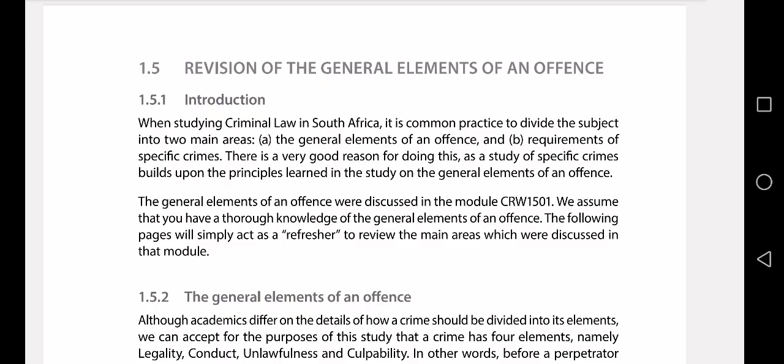The general elements of an offense were discussed in the module CRW 1501. We assume that you have a thorough knowledge of the general elements of an offense. The following pages will simply act as a refresher to review the main areas which were discussed in that module.